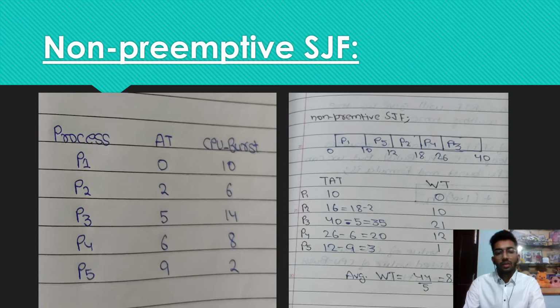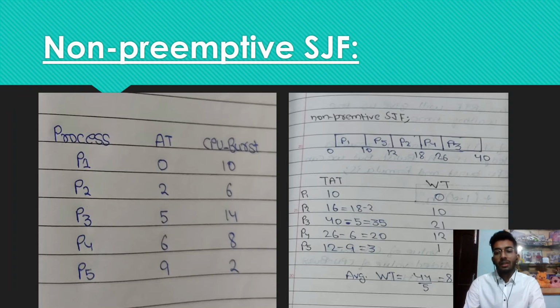At time 10 we have 4 more processes, P2, P3, P4, P5. So the shortest job at that time is P5, that is of size 2. So P5 is executed, then P2 is executed, that is of size 6, then P4 is executed, that is of size 8, and then P3, which is the largest size, that is 14, is executed at last.